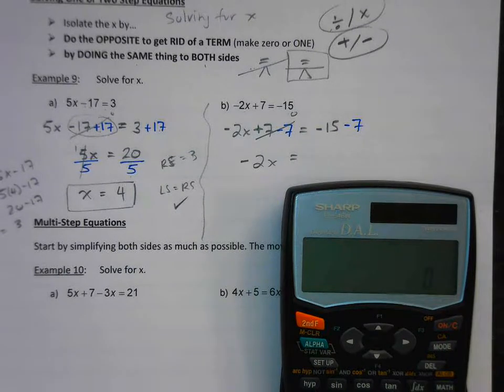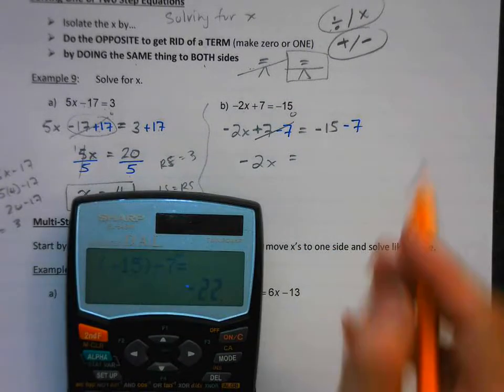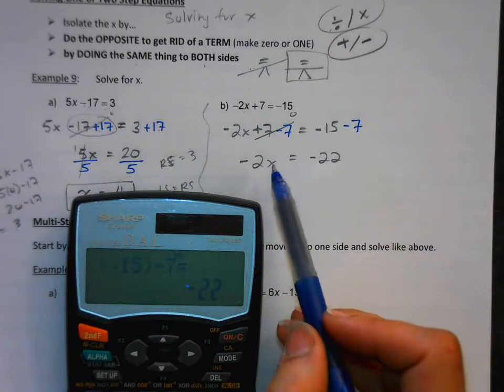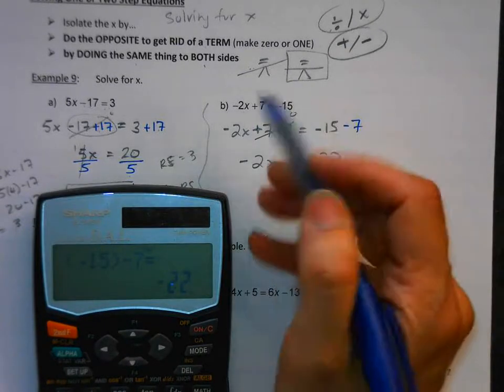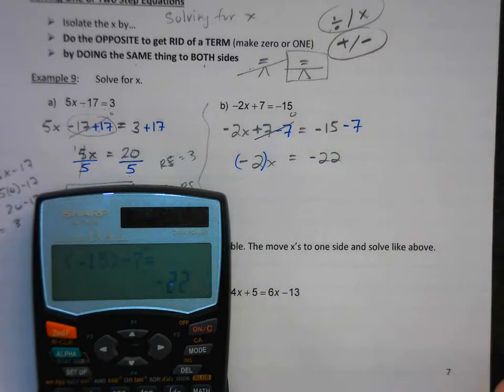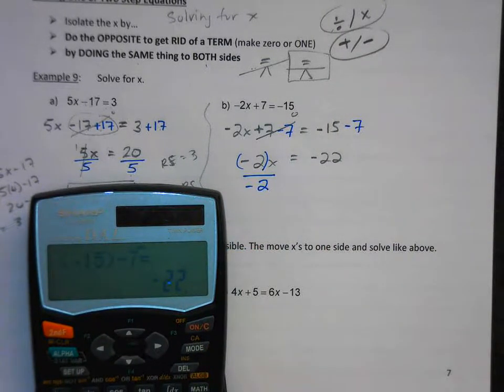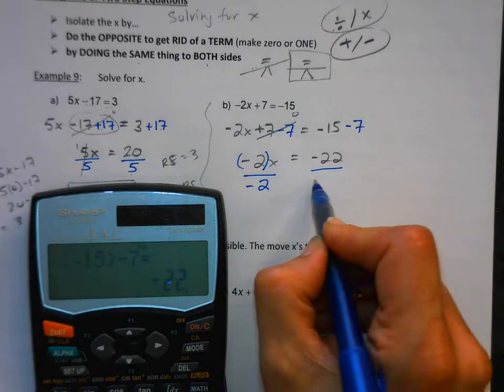So I have this button here, negative, positive. I can change that 15 to a negative or positive. Subtract 7, and I'm equal to negative 22. And now I look at this, and this is when I figure out, okay, well, what's in front here is a negative 2. So that means I need to divide by a negative 2.